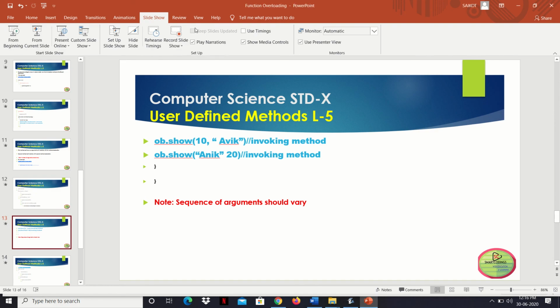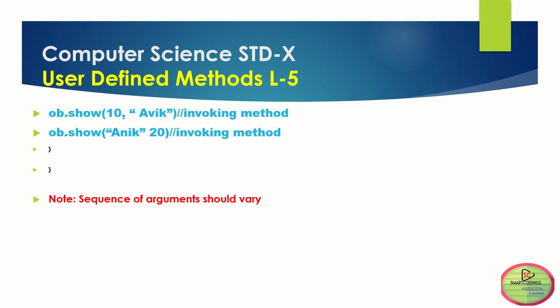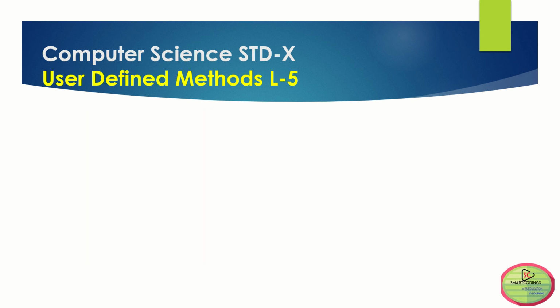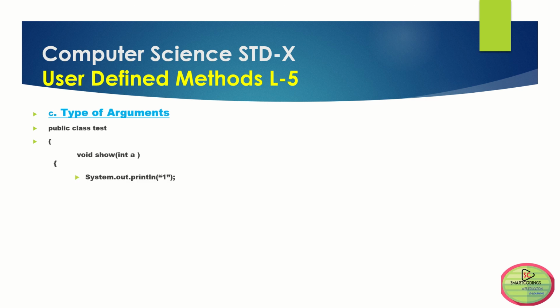Now let us move on to the slides over here. So this was the sequence of arguments. Now types of arguments. Public class test. In this show method, what it is printing? One, having one argument of integer type. Here type is important here. Type should vary here. Here integer. One more show method of string type here. We cannot write here int a. Here we cannot write int b. Both type will be same type then. If it is integer, then string. If it is string, then it is float. It is printing 2 here.